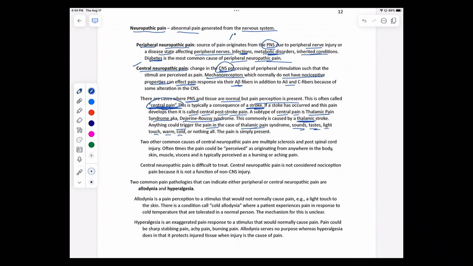Two other common causes for neuropathic pain are multiple sclerosis. Again, you have a basic understanding of multiple sclerosis. It's an autoimmune issue where your immune system is attacking the oligodendrocytes in your central nervous system, attacking the myelin. That causes alterations in the brain itself. And not every person that has MS struggles with pain, but there is a percent of people with MS who will struggle with some measure of central pain or central neuropathic pain.